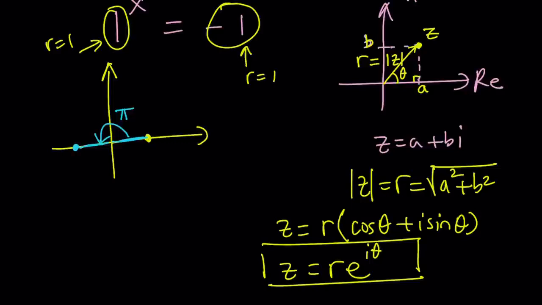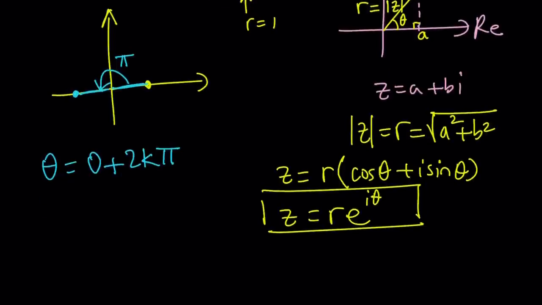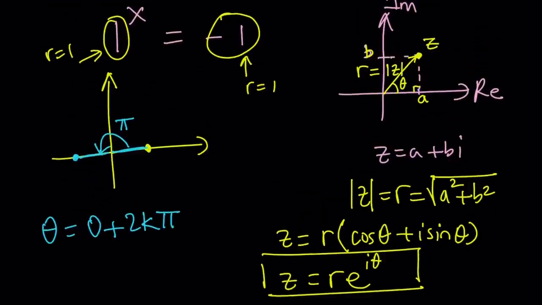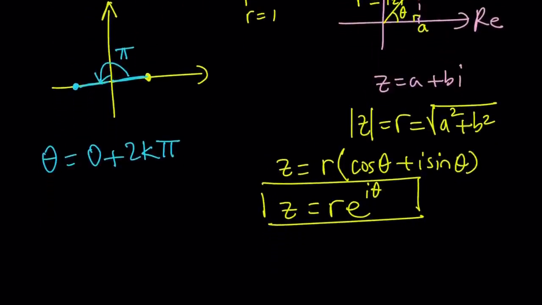So you can basically write the angle theta as 0, but don't forget, you could also add multiples of 2 pi, because it's just going to give you more rotations. Okay? So the angle is 0 for 1, and for -1 it's going to be pi. All right, so let's go ahead and do it.